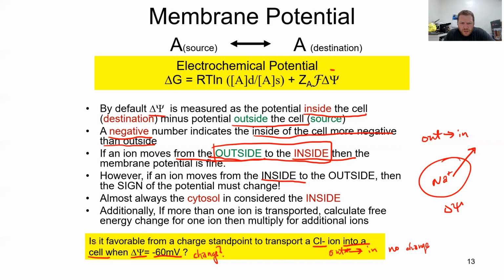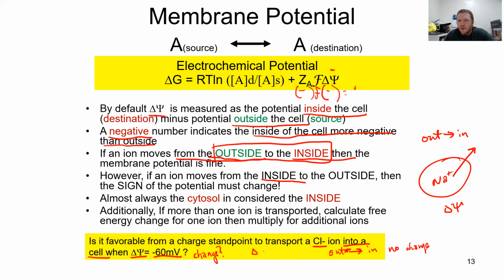Okay, so then the question is, is it favorable from a charge standpoint to transport chloride ions into a cell when delta psi is negative? Now we need to come up with, well, what is Faraday's constant? That's a constant, so we don't really need to worry about that. But Z sub A, that is the charge of our ion. So Z sub A would be negative. So we're moving a negative times Faraday's constant times a negative value.